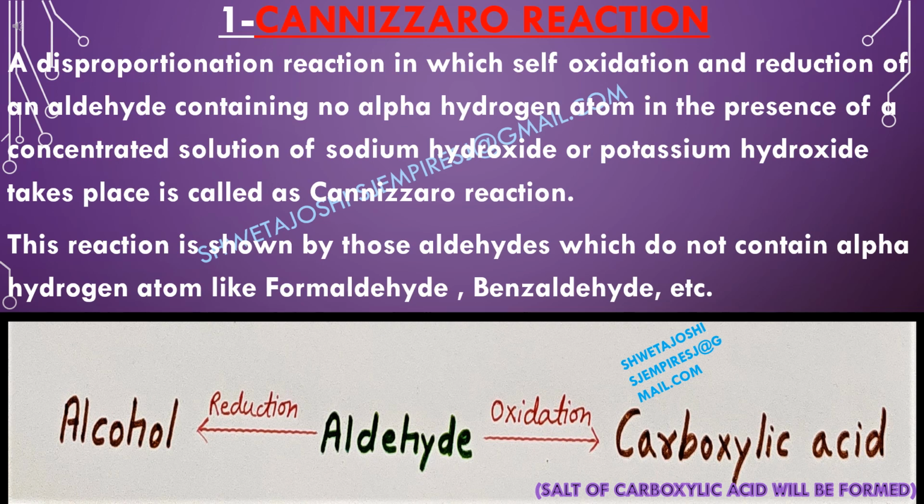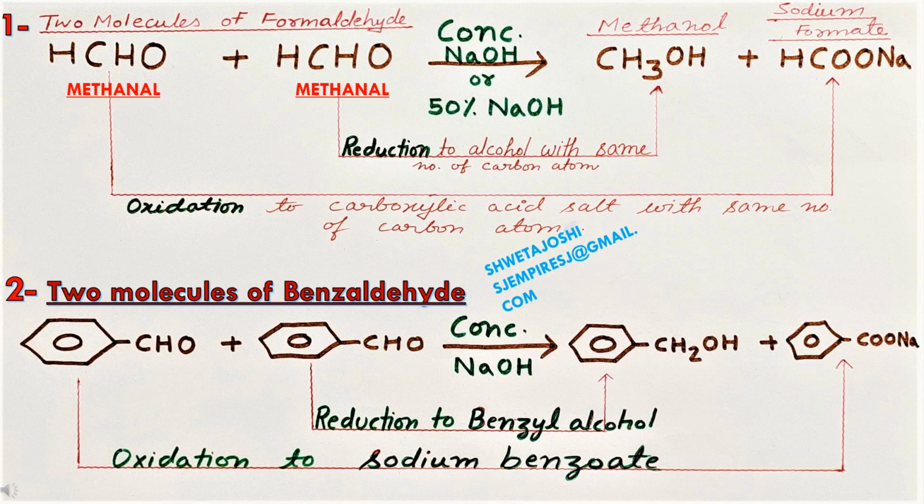So in this reaction, we have to take two aldehyde molecules. One aldehyde molecule will get oxidized into a carboxylic acid salt and one aldehyde molecule will get reduced into an alcohol. So in the Cannizzaro reaction, we have to take two molecules of the same aldehyde without any alpha hydrogen atom.